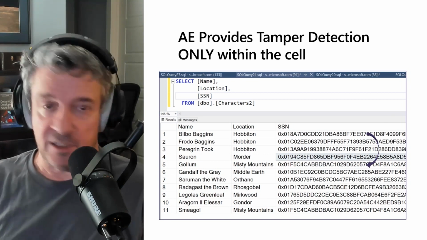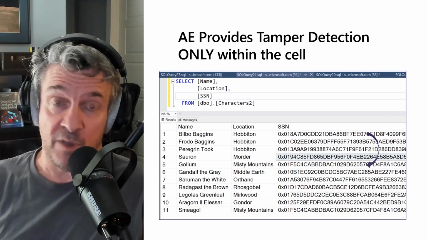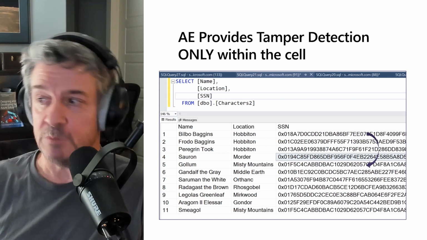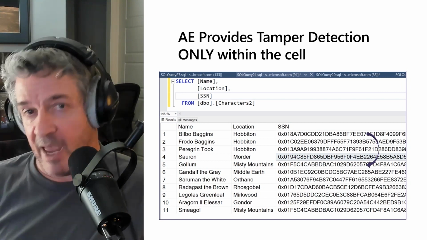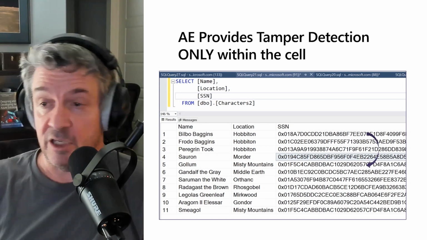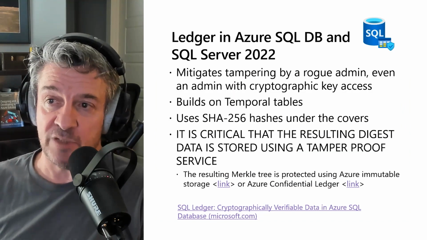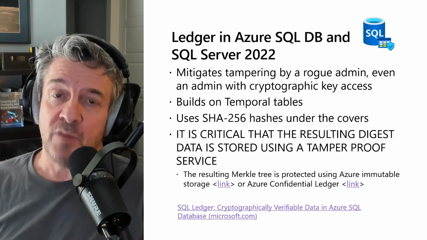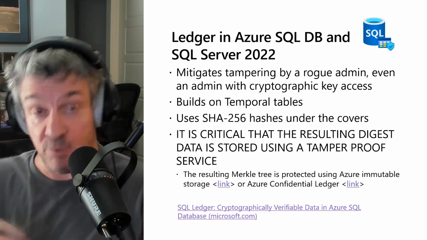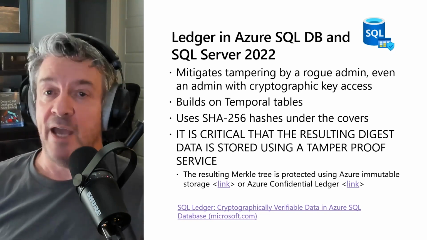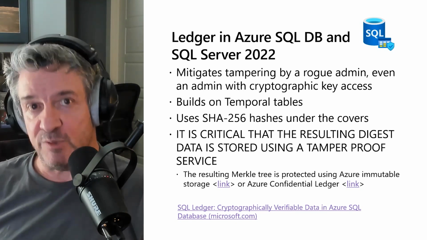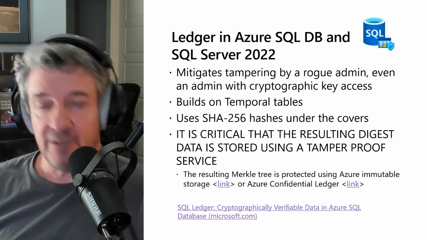Again, RBAC policies aside, that's why you still have to have strong RBAC policies, right? Or roles and permissions on SQL. So how do we mitigate that? Well, we actually have a technology that can do that, and that's Ledger, which is built into Azure SQL Database and SQL Server 2022. And this mitigates tampering, like what I just showed, by a rogue admin, even an admin with cryptographic key access, and there's a reason for that.